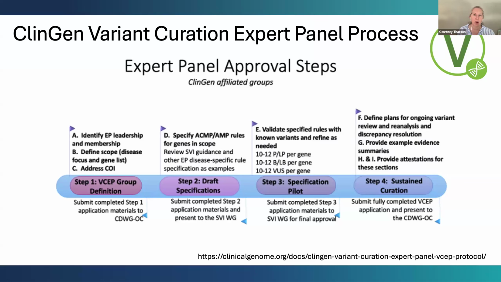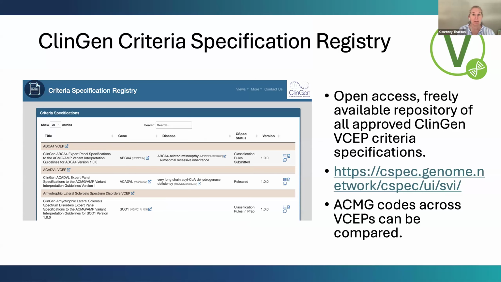Once they're approved, they go out to sustained curation with the priority to look at those conflicting interpretations and try to work with those different institutions to be able to update those variants. All of this work that has been done for the specifications can be accessed through ClinGen's criteria specification registry. This is something that is available to everyone, and I'm happy to send a PDF afterwards of these presentation slides so you all have links to these to Latifa to send out.